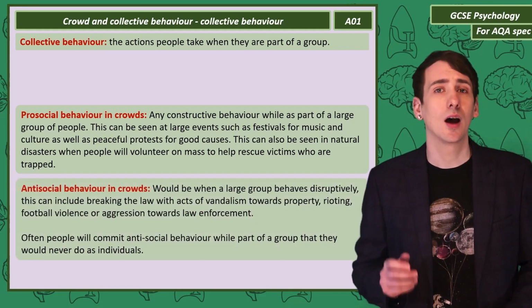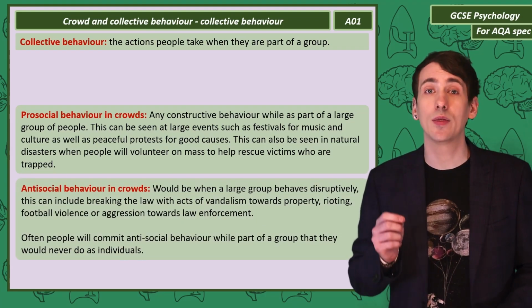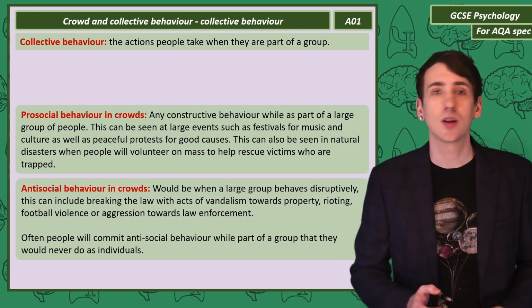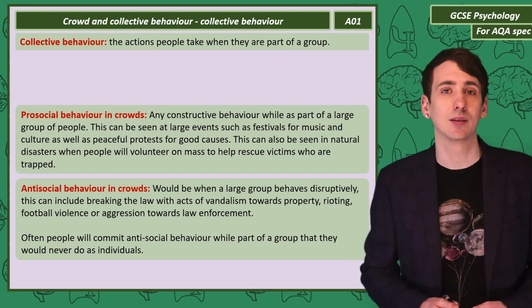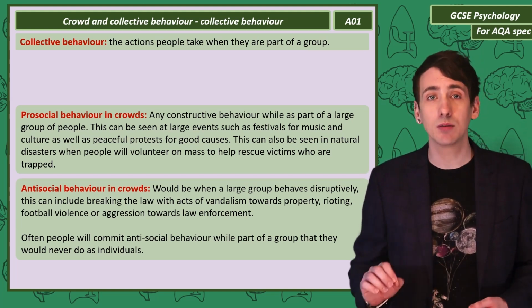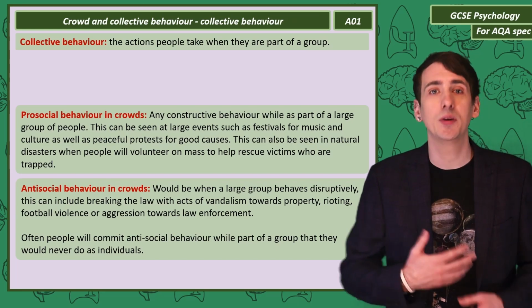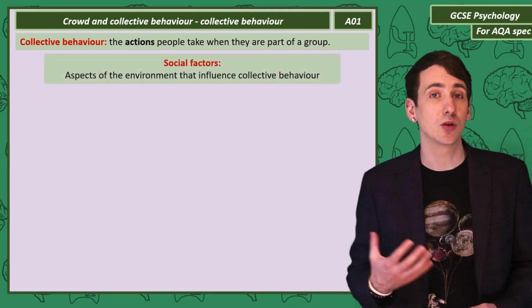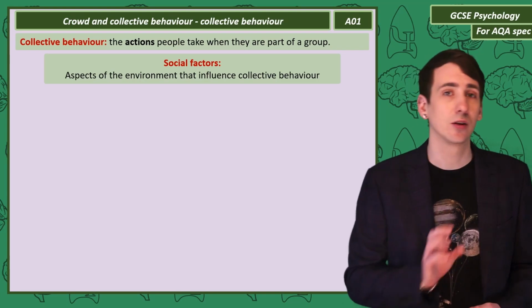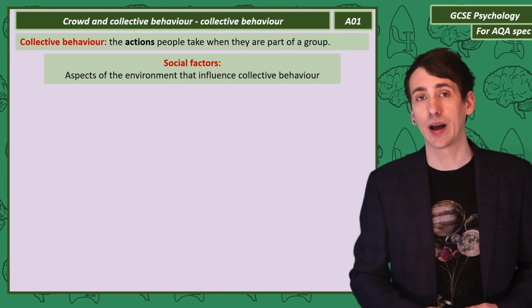On the other hand, a crowd's antisocial behaviour is when the group is disruptive. So they might vandalise property, riot, and be aggressive towards the police. Often people who have never committed antisocial behaviour before will be swept along with the group. So of course, as with the other social influence videos, let's discuss social and dispositional factors behind this.